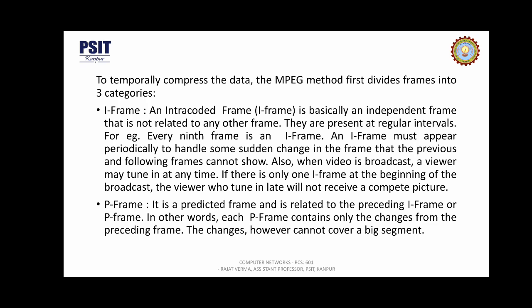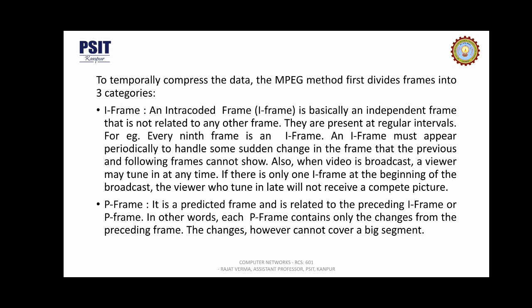To temporally compress the data, the MPEG method first divides the frames into three categories. The first one is I frame, the second one is P frame, and the third one is B frame. Now here the I frame corresponds to the intra-coded frame. That is an independent frame that is not related to any other frame. That means not to the frame sent before or the frame sent after. They are present at regular intervals. For example, every ninth frame is an I frame.